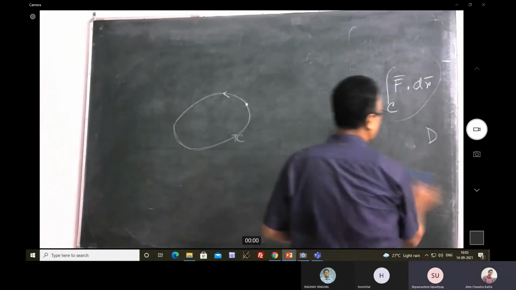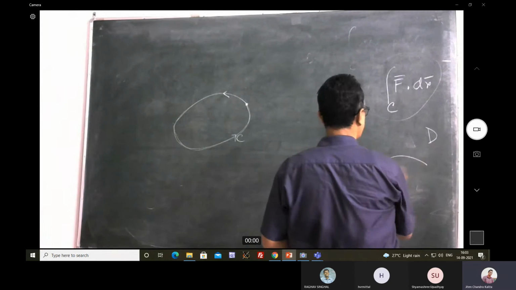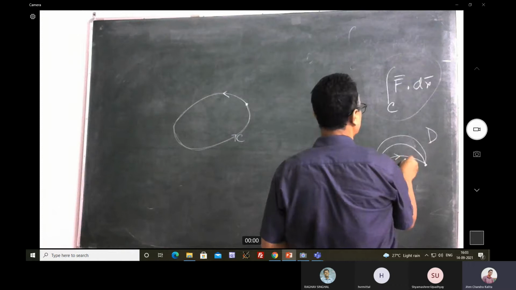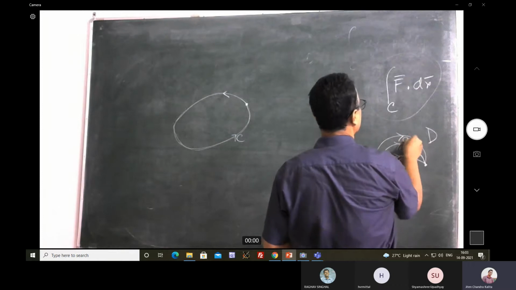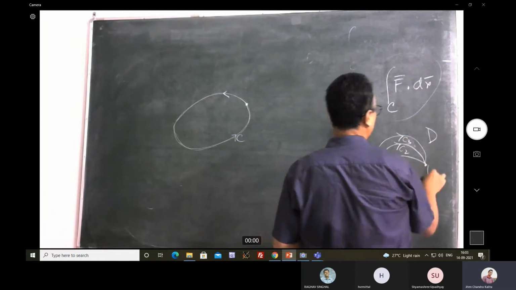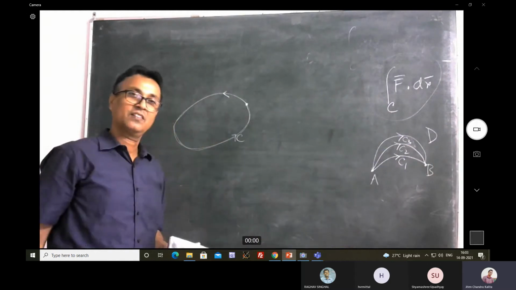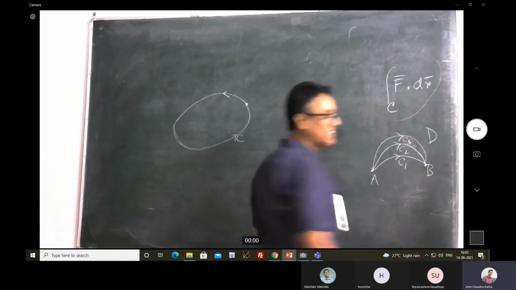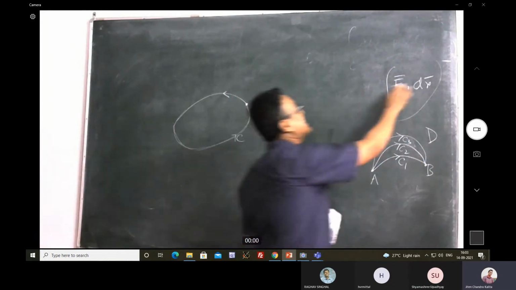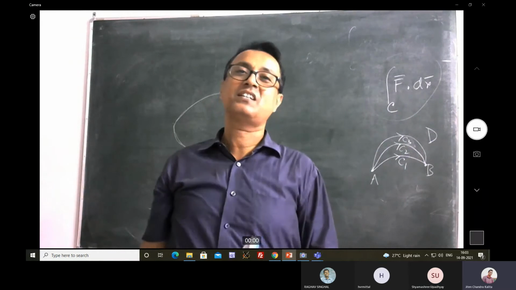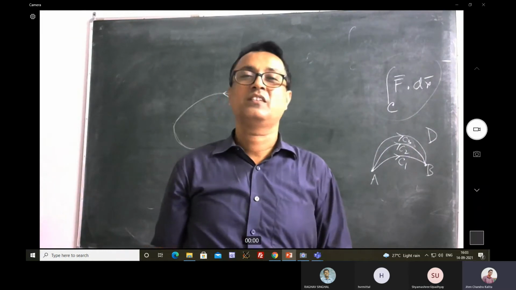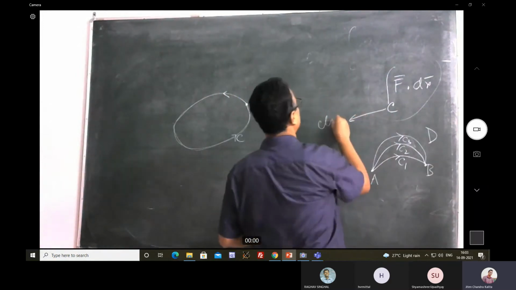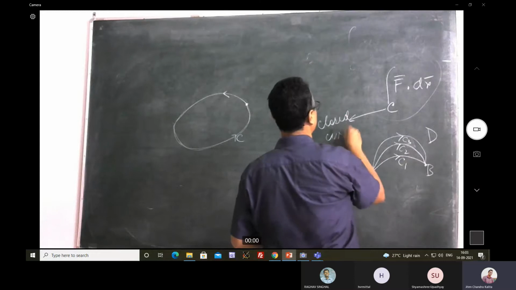Let me do it like this. Say suppose I have something like this. This is C1. This is C2. This is C3. Okay. Fine. Now, I have simply been given that C is a curve, and this line integral is independent of path in that region D. Okay. So what happens if C is a closed curve? C is a closed curve.